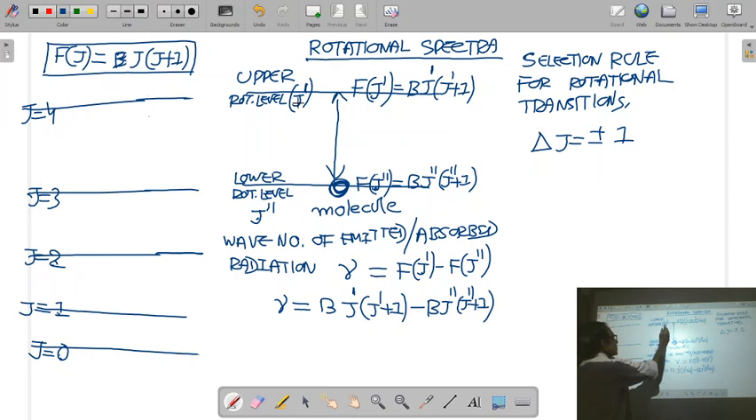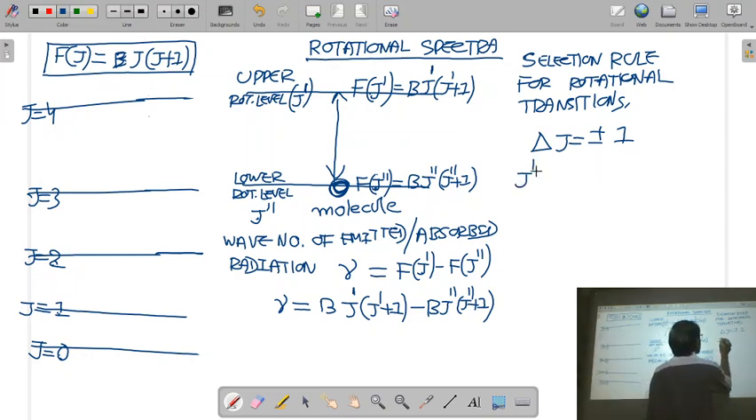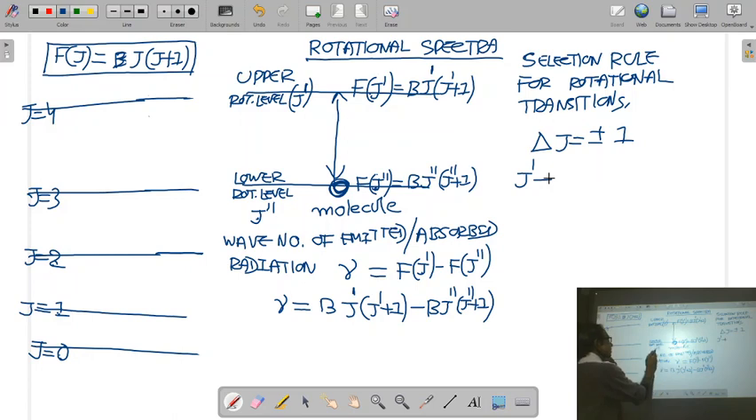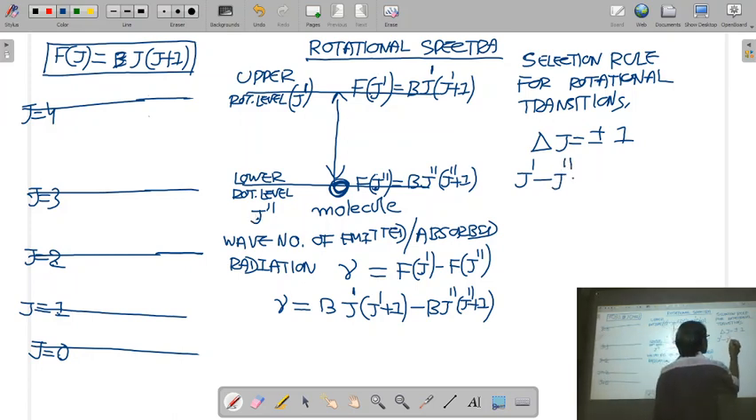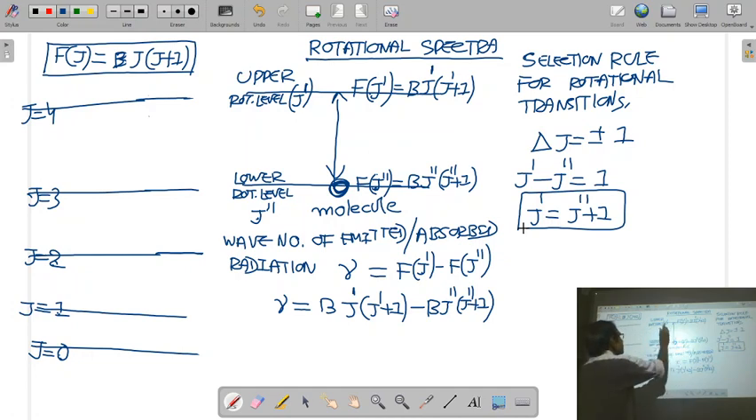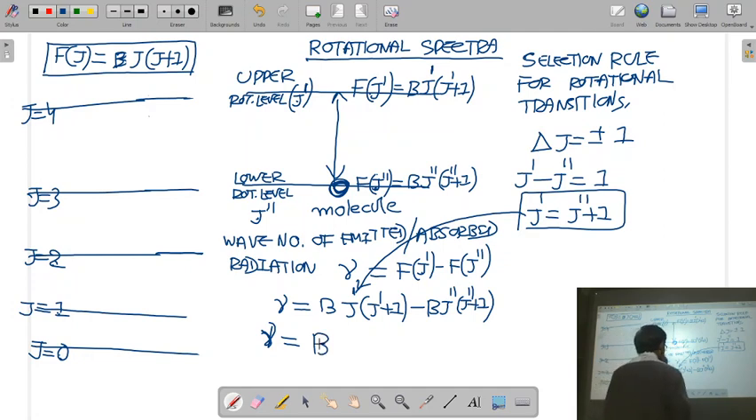Now what is the rotational quantum number of the upper level? J dash, minus the rotational quantum number of the lower level, J double dash, is equal to 1. Therefore the value of J dash is J double dash plus 1. Please be careful: J dash is the rotational quantum number of the upper level, and J double dash is the rotational quantum number of the lower level. Now I substitute this value of J dash into this equation. So I will get the wave number of the absorbed or emitted radiation equal to B, where the value of J dash is J double dash plus 1 according to the selection rule.